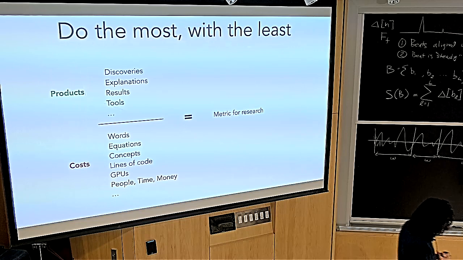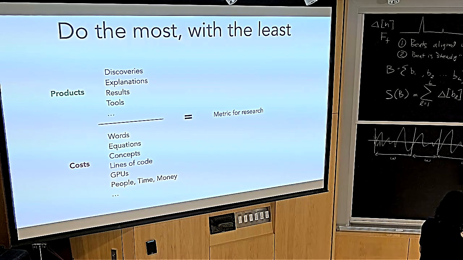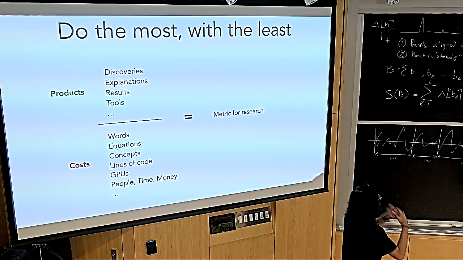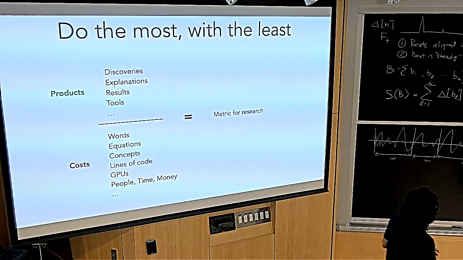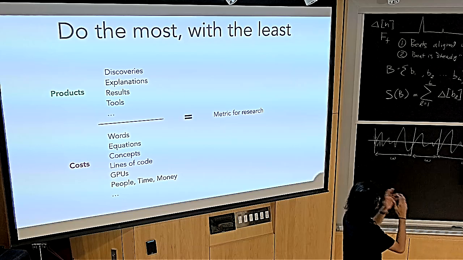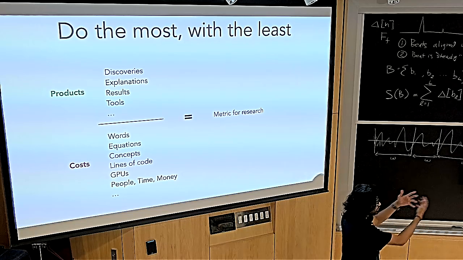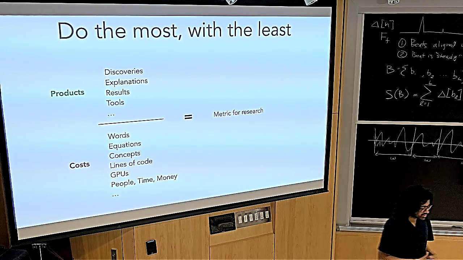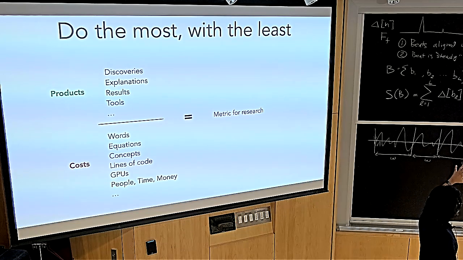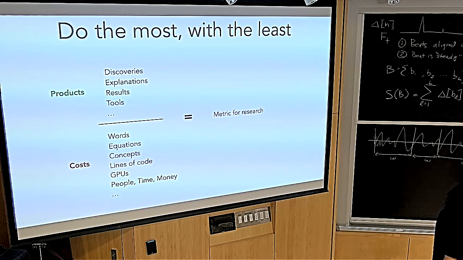And this metric is also something I really like. I only figured it out when I looked at the slides. I think this is also Philip's. The things you contribute in your research are the products: discoveries, explanations, results, and tools that other people can use and build upon. But then you also give them costs. The costs are the words, equations, and concepts they have to go through to take advantage of the products. In my opinion, this metric makes a lot of sense. You want as much product at the least cost.